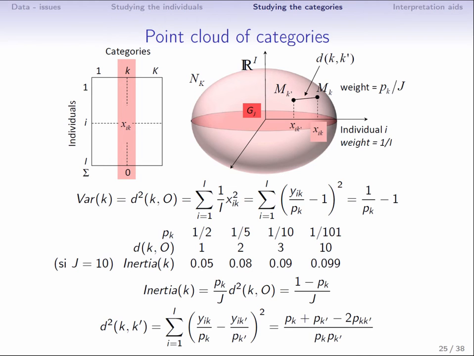Now let's calculate the distance between pairs of categories and express this distance as a function of the elements y_ik and y_ik' of the complete disjunctive table. This distance can be expressed uniquely as a function of p_k times p_k' and of the proportion of individuals that are in both categories k and k'. We call this proportion p_kk'. We see that the greater the number of individuals that are in only one of the categories, the greater the distance between the two categories.